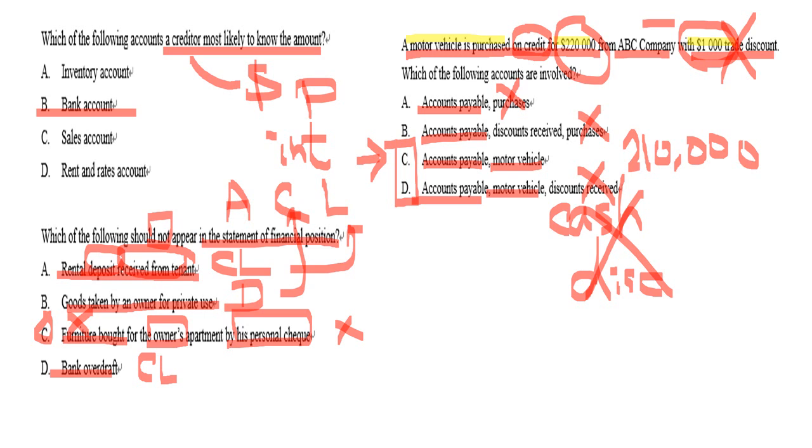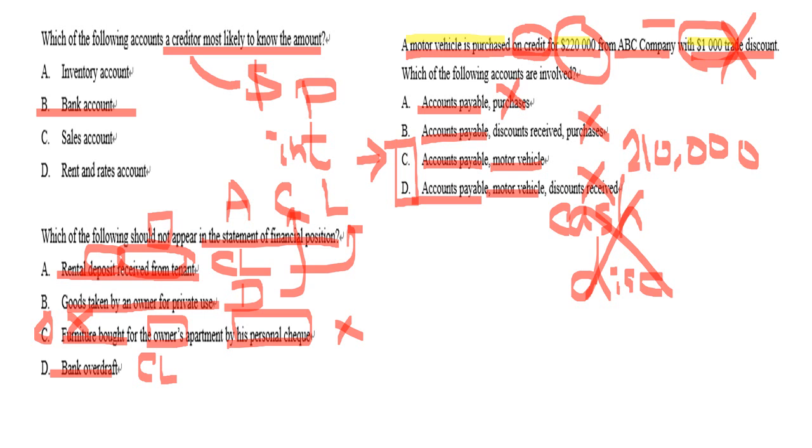Which of the following accounts are creditors most likely to know the amount? For creditor, he is more concerned about money, about the ability of the firm to pay the principal and the interest regularly. So the bank account is the most concerned by the creditor.